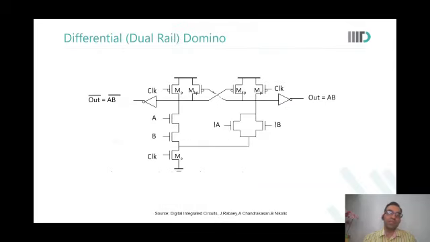Then there is also this differential or dual rail domino, possibly used for XOR and XNOR kind of functions, where A and B and A bar and B bar are all used. And you get the differential output also. Again, as I said, differential gates you use only at those places where you need that differential output to be driven.